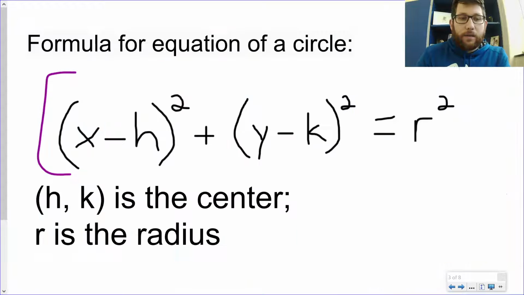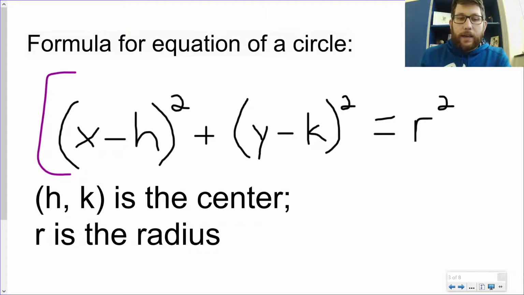Now my radius. Notice this is like a squared plus b squared is equal to c squared. Really, the Pythagorean theorem, the distance formula, and the equation of a circle are all the same thing applied in different ways. The Pythagorean theorem we use with right triangles. Distance we use with two points on a graph. The equation of a circle we use to make circles, but it's the same principle behind it: the distance using right triangles.